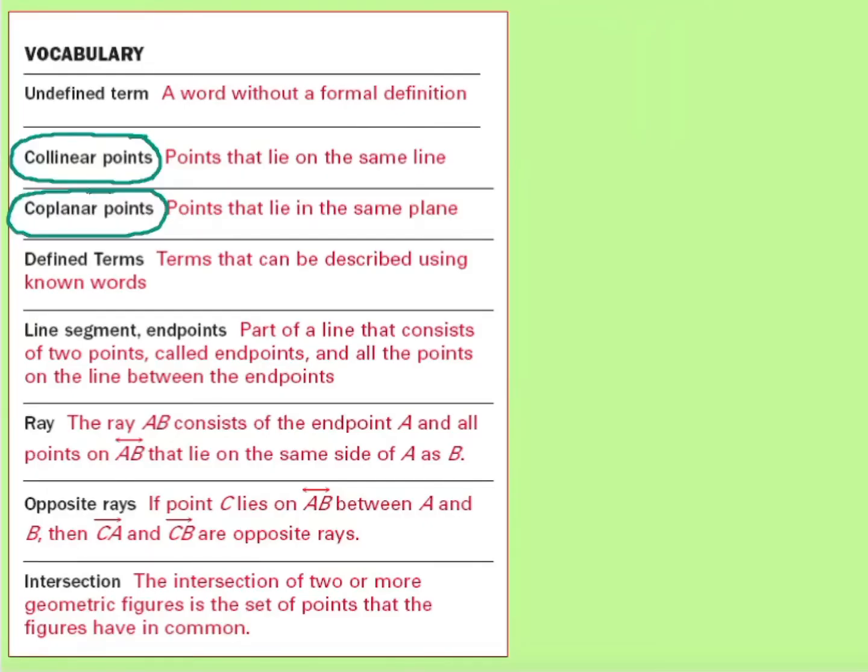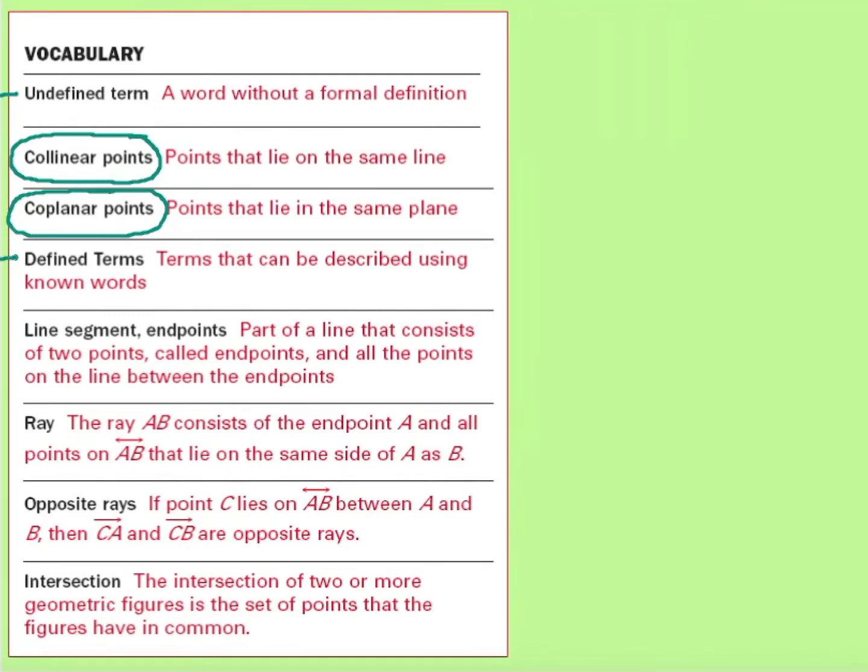Here's a list of the vocab that they would hope that we'd learn from this first section. Undefined and defined terms. Sometimes it's just impossible to actually say what is a point, but I think we've tried to explain it, so that's an undefined term. A defined term we can actually describe really specifically.